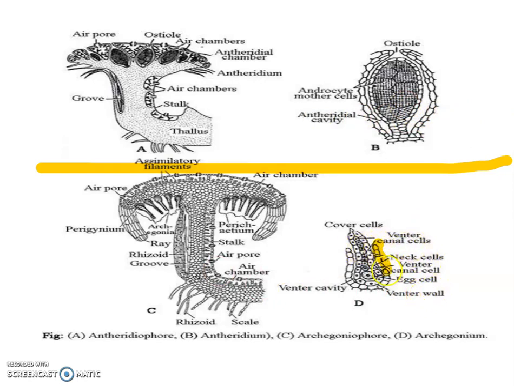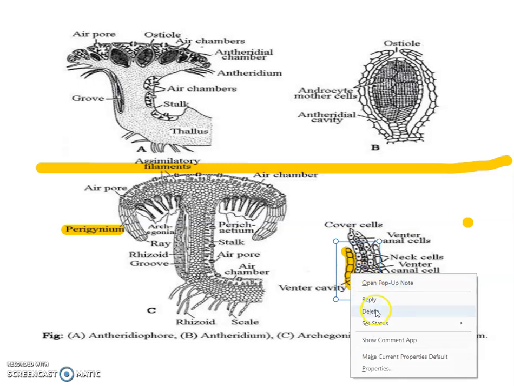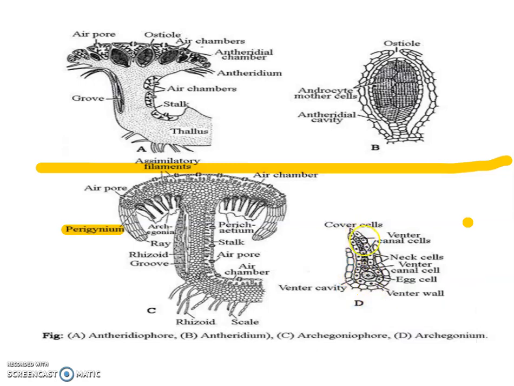These are covered by various layers. The outermost layer is here, and inside it is the perigynium. See, this is the perigynium, and below the perigynium there are the ventral canal cells.